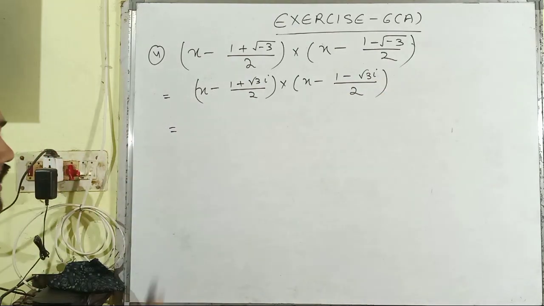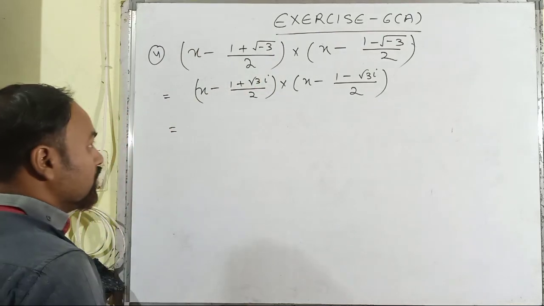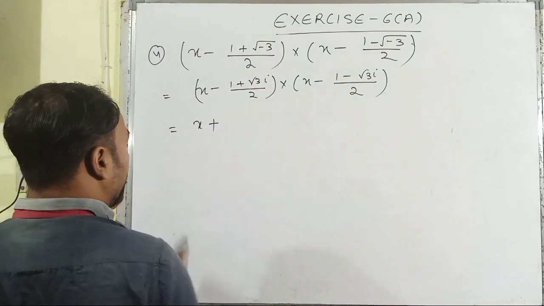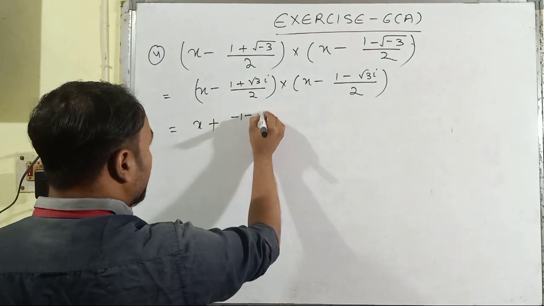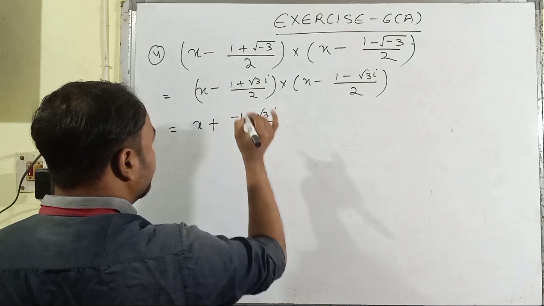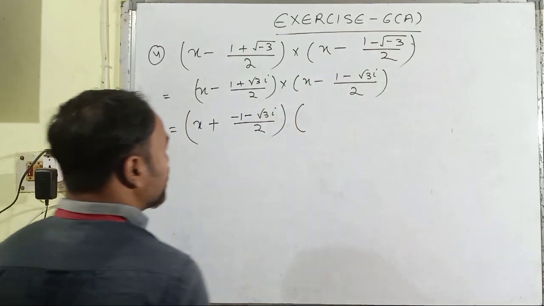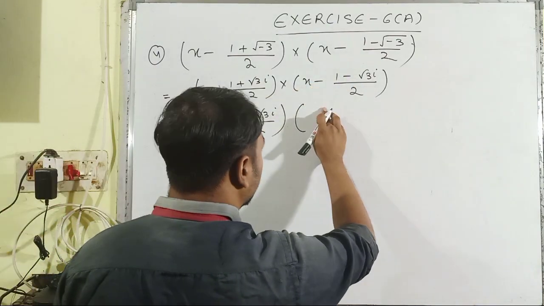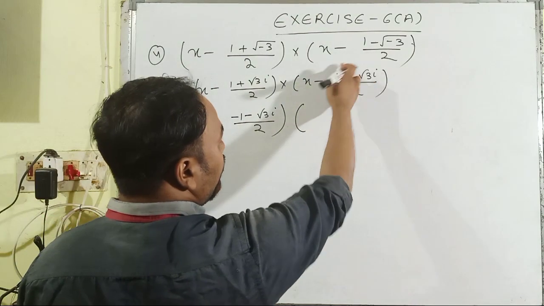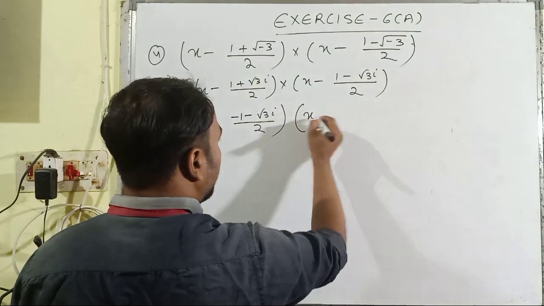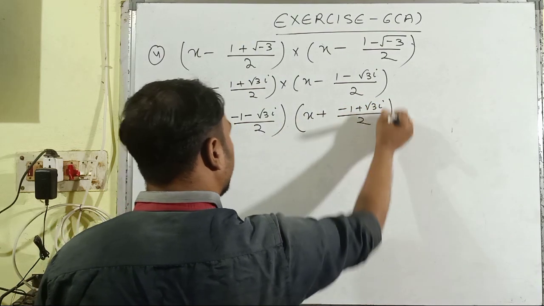Just multiplying this negative sign into these terms, it will become x plus minus 1 minus root 3i by 2. Here also again multiplying this minus term, it will become plus. Or you can say that just taking a negative sign common from this term, we can have x plus (minus 1 plus root 3i) divided by 2.